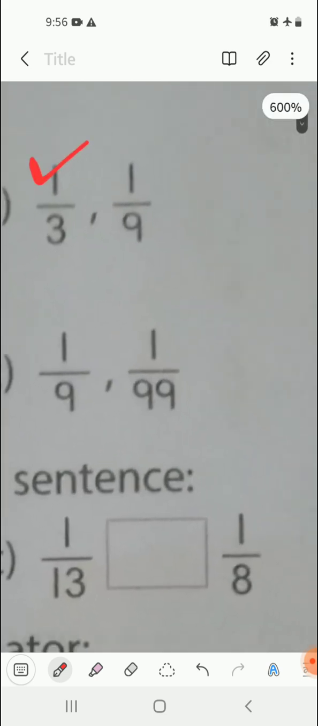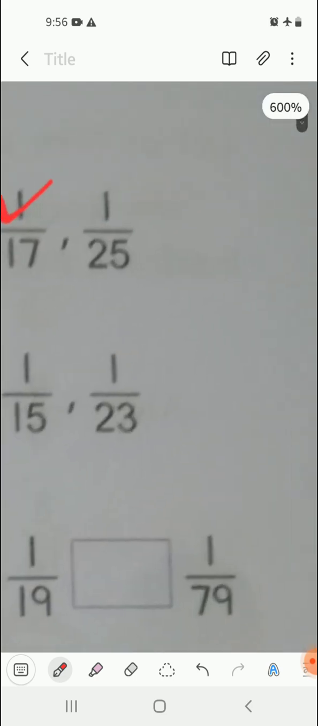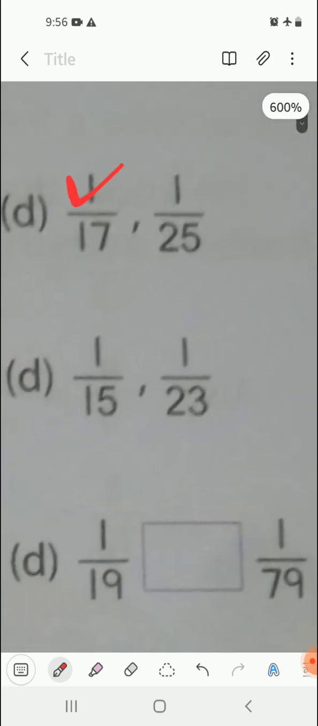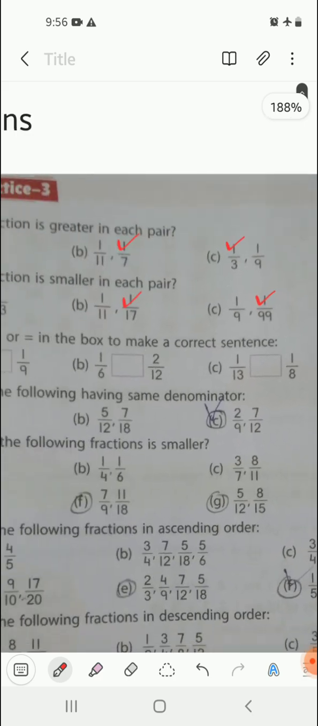Next, 1 by 9 and 1 by 99. Again, the numerators are the same. So, compare the denominators. The greater denominator gives the smaller fraction. So, we need to mark the smaller fraction. So, 1 by 99 is the answer. Again, 1 by 15 and 1 by 23. Since 23 is greater than 15, this is a smaller fraction. So, we have marked all the fractions.